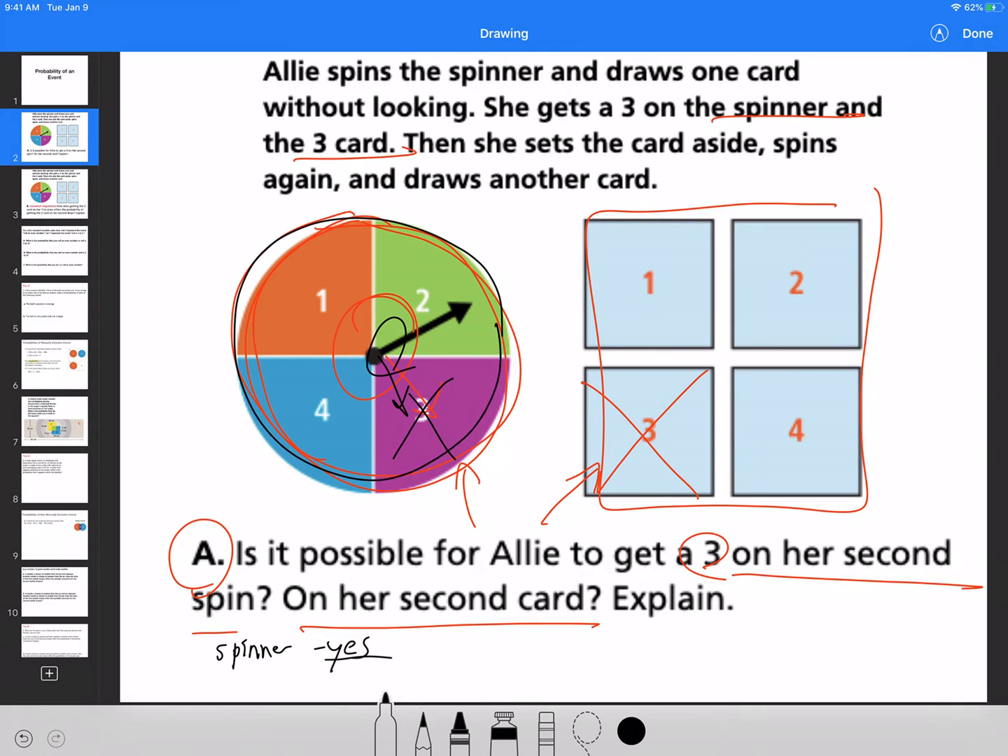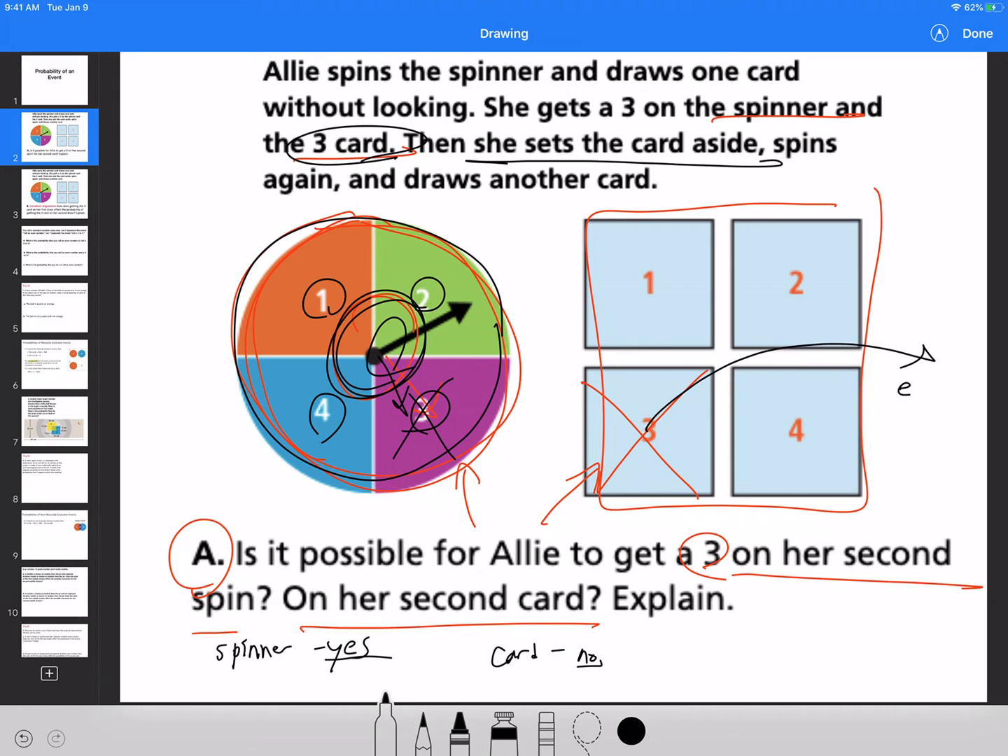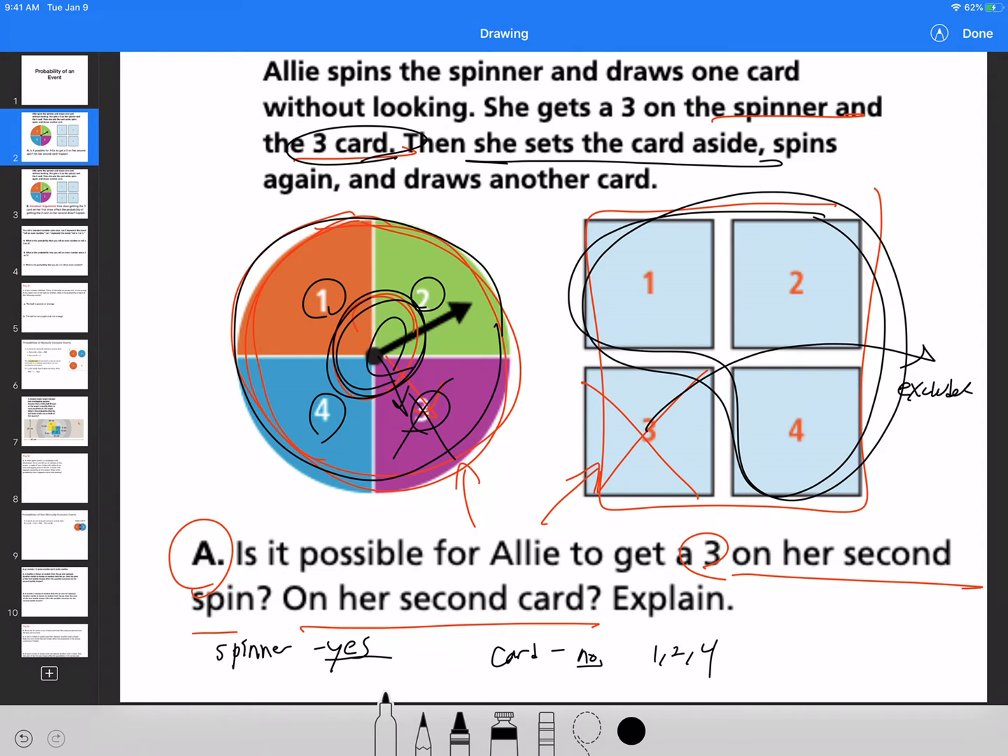It's a circle, and the spinner can go anywhere as long as it's within these boundaries, 1, 2, 3, and 4. Now for the card, you would have to say no, because it says she gets the 3 card, then she sets the card aside. That means the 3 is excluded from the group, and when you choose the second time around, the only cards available for you to pick are 1, 2, and 4. So you cannot pick a 3 card the second time because it's been excluded. That's what it means when a card is set aside: it's excluded and you cannot pick the card once again.